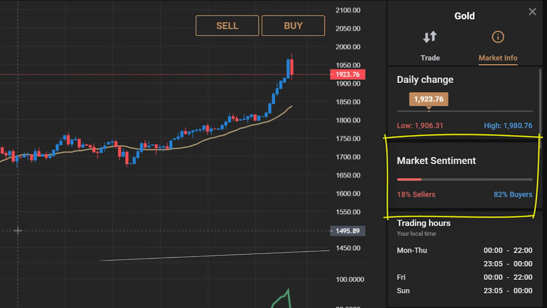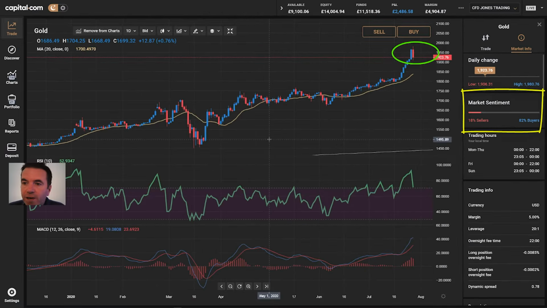Here's the price of gold. At the time of recording, we'd seen gold push out to fresh all-time highs. It has reversed quite sharply, as you can see here. We've punched as high overnight. It's about $1980 an ounce.